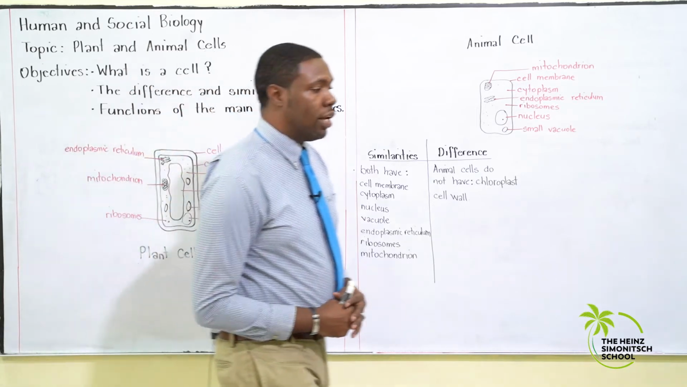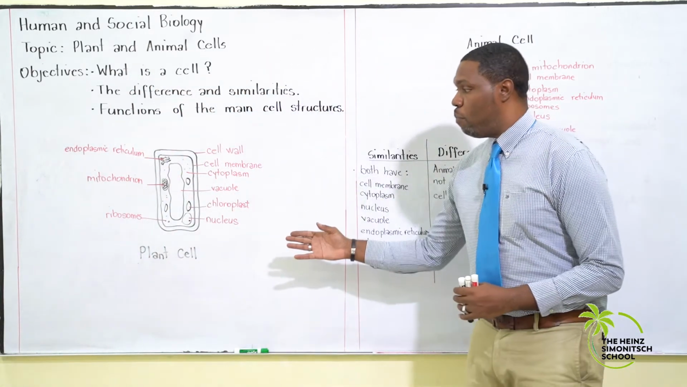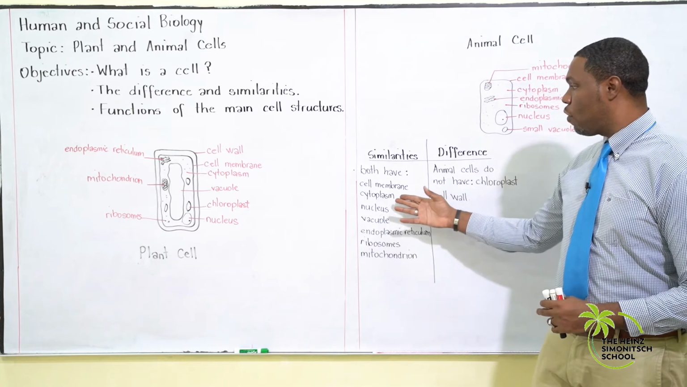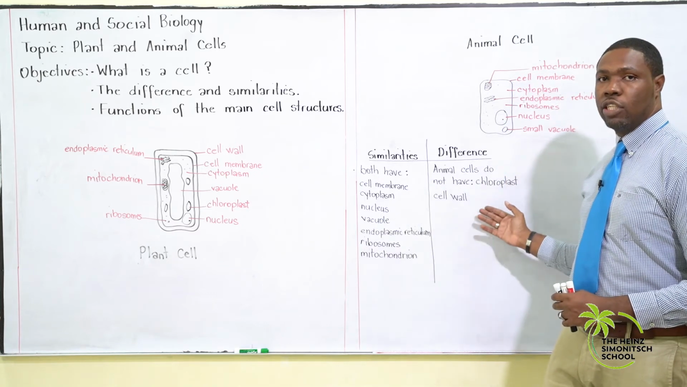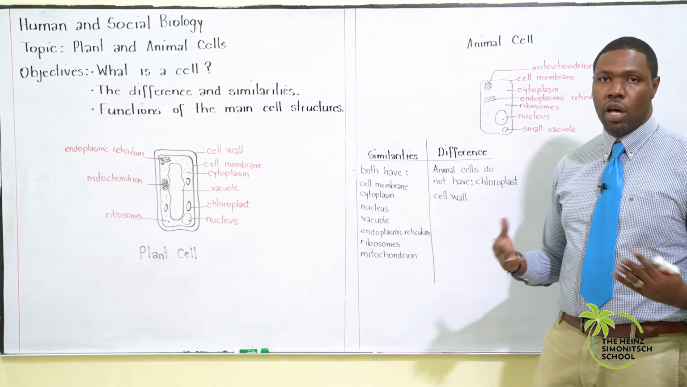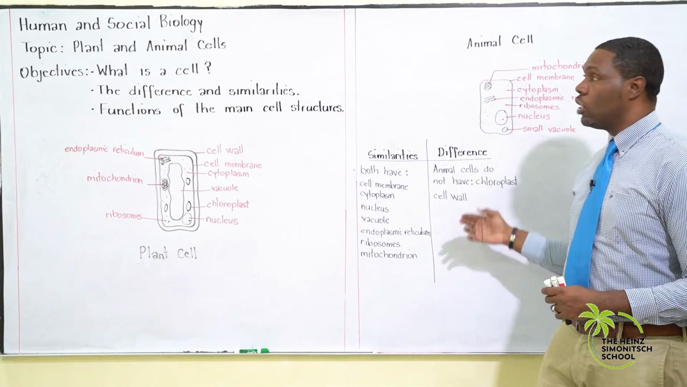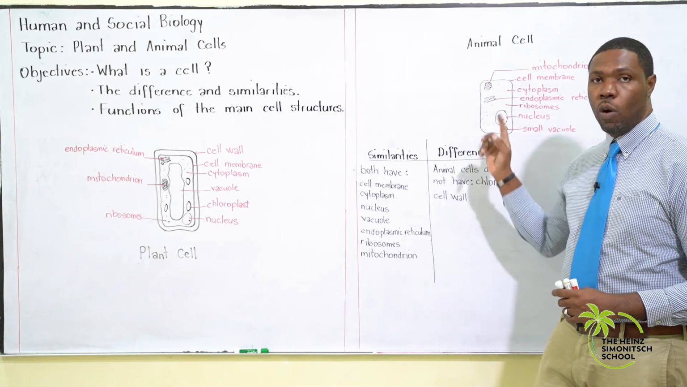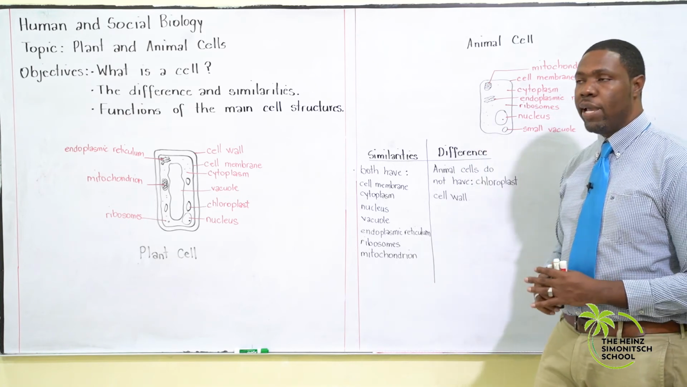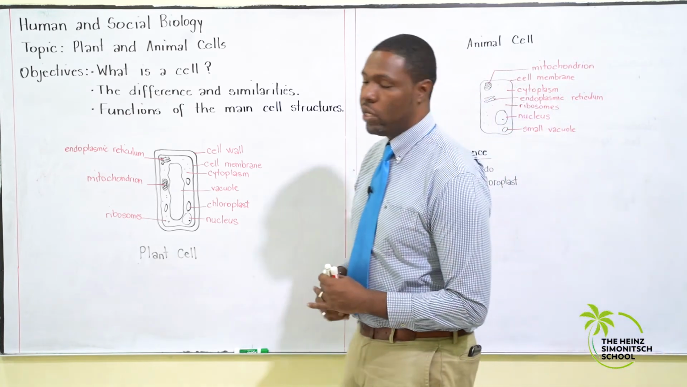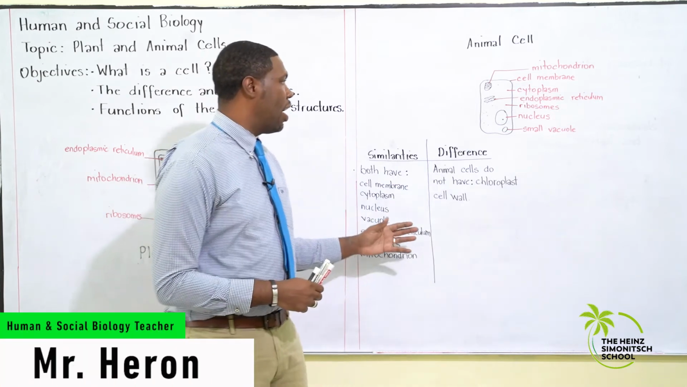The differences are plant cells, they have chloroplast, but animal cells do not have chloroplast because they do not photosynthesize. All right? The animal cells do not have a cell wall. And those are the main differences and similarities between plant cells and an animal cell.